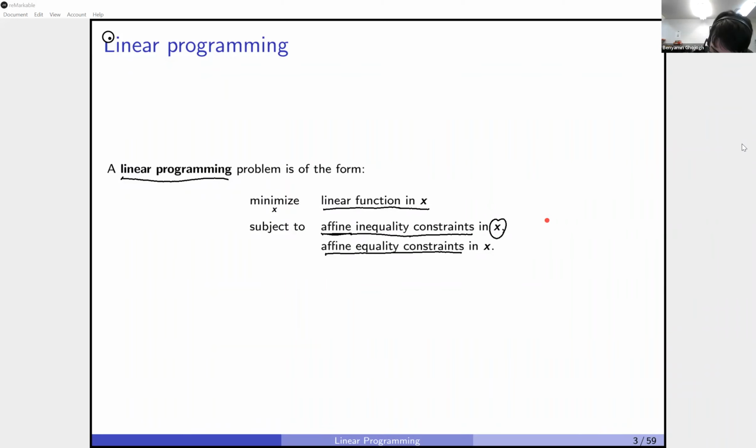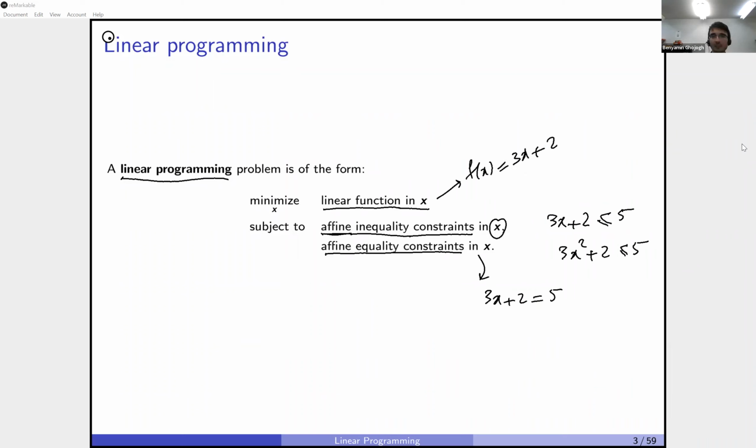For example, if X is a scalar, 3x plus 2 less than or equal to 5 is an affine inequality in terms of X. But 3x squared plus 2 less than 5 is not affine anymore because you have a square here, right? And this is, for example, 3x plus 2 equals 5. Right? This is an equality. And this is, for example, f of x equals 3x plus 2.